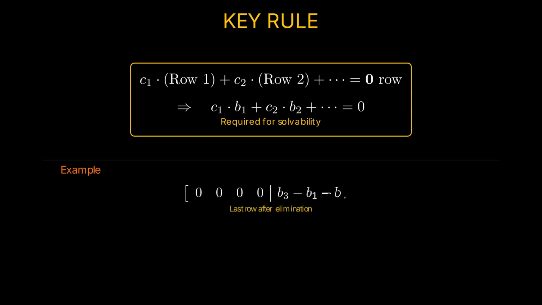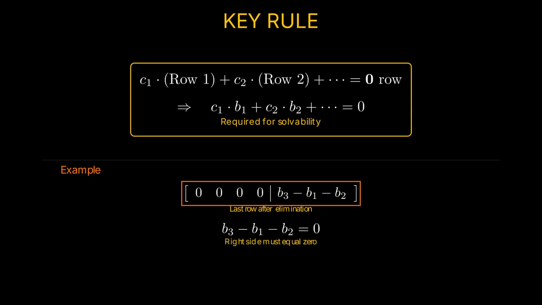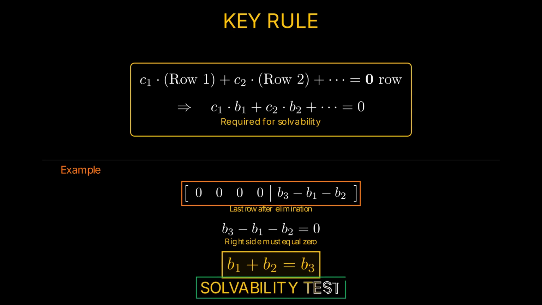Look at our example. After elimination, the last row of the augmented matrix was 0, 0, 0, 0 on the left side, and B3 minus B1 minus B2 on the right side. For the system to be solvable, that right-hand side must equal 0, giving us the condition B1 plus B2 equals B3. That single test, highlighted in gold, governs solvability for every linear system. This is the solvability test.